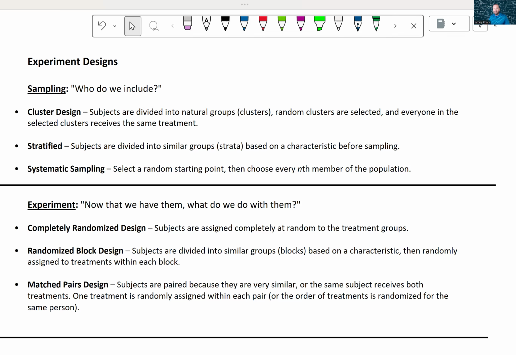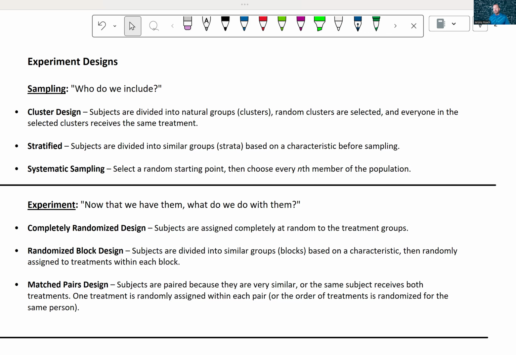But we're going to focus primarily on experiments. We might need some of this sampling vocabulary for later. But sampling is basically asking the question, who do we include? Who are we including in the study? Experimental designs happen after the study begins because they determine how treatments are assigned to the participants. So it's sort of like, now that we have these people selected, what are we going to do with the participants? And there's different ways that we can design experiments.